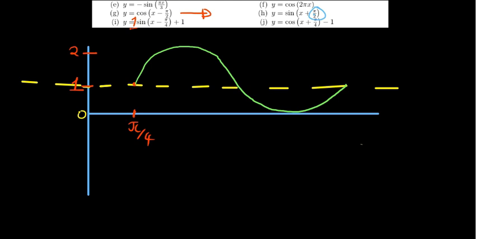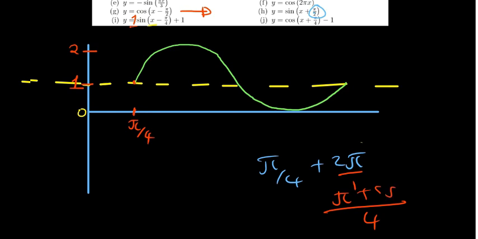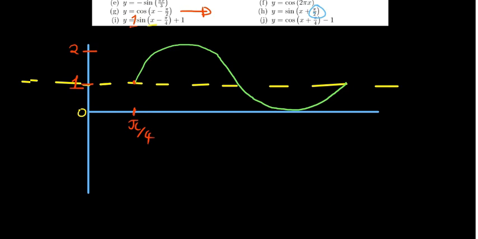In this case the period itself is normal. What I mean by that is we don't have anything attached to the value of x, so the period is 2 pi. So if that's the normal way, you need to add your period to the starting point to determine the end. So pi over 4 plus 2 pi. So these are the things you do. So pi plus 8 pi, you end up at 9 pi over 4. So we're ending at 9 pi over 4, which of course exceeds 2 pi.